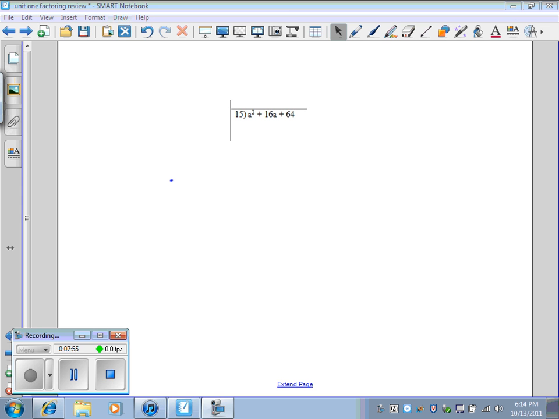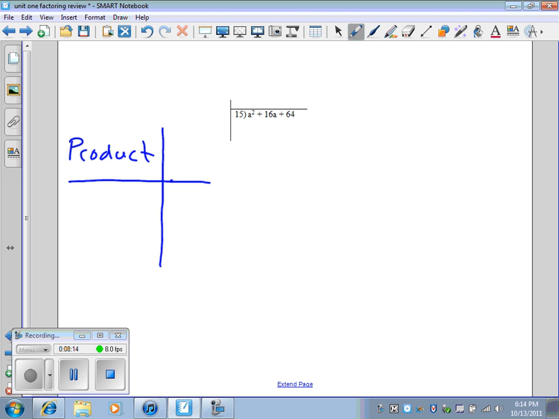Okay, for question number 15, I have a squared plus 16a plus 64. A couple of things I can do with this, but I'm going to do the product sum again. So I have product. I want two numbers that multiply to give me 64, but add to give me positive 16. Remember, they have to be the same number.